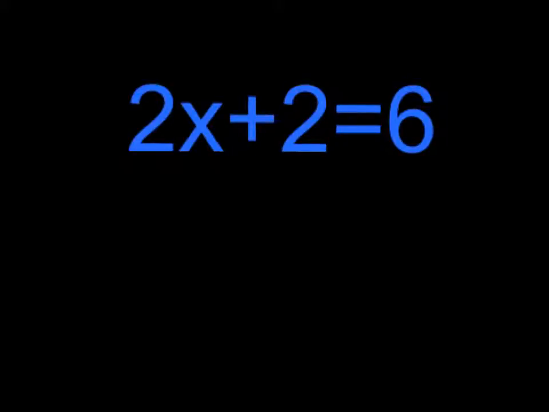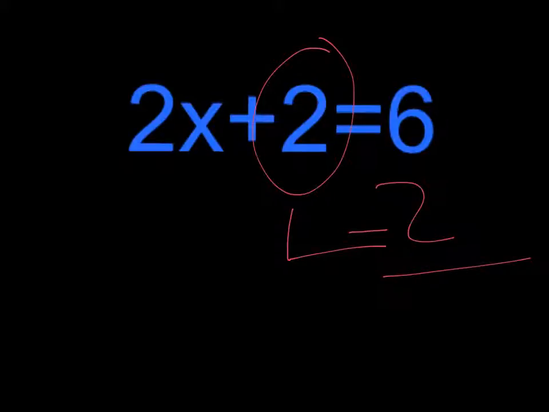So this right here is an example of a two-step equation. And what we're going to want to do is circle the 2, and then bring the 2 over here, and then subtract it because it is addition. So we're going to do the additive inverse, and we're going to get 4. So we're going to do 4 divided by 2.